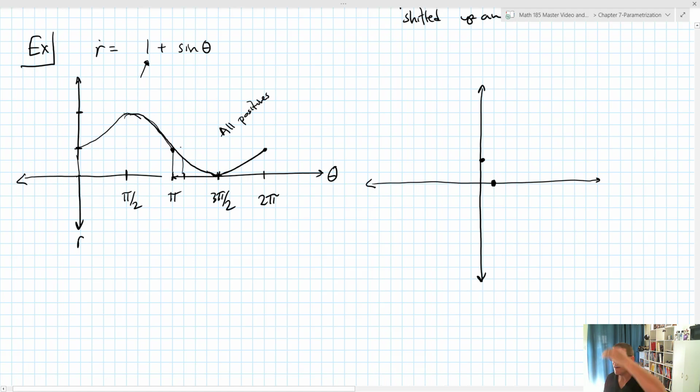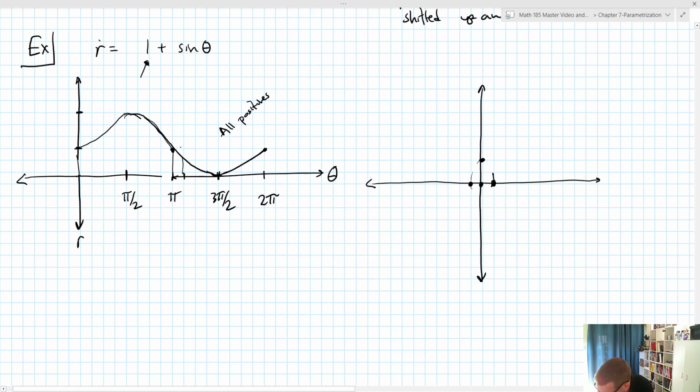They only look like they're negatives. But remember, we shifted everything up 1. So now I've come back down. I'm now at pi, and I'm at pi, 1. I'm right here. And I'm going to go down, and at 3 pi over 2, I'm going to be at 0. And then at 2 pi, I'm going to be back at 1.